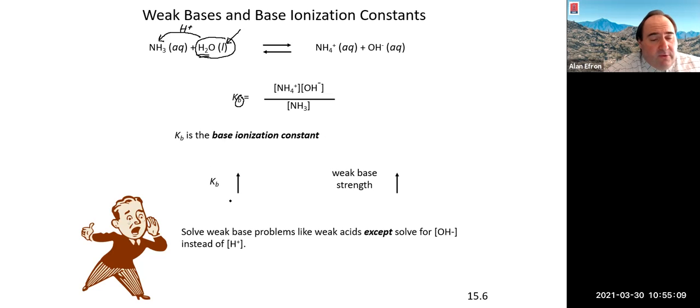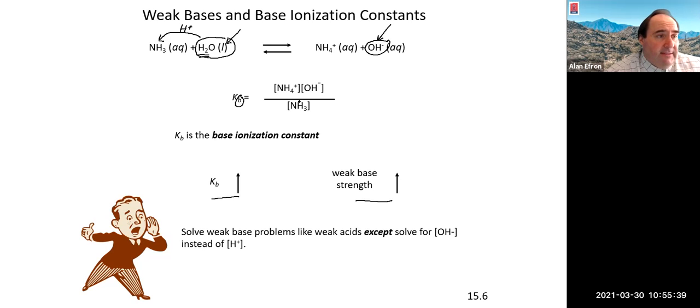It works the same way. The greater the Kb value, the greater the strength of that weak base, and again, it's for the same reason. If you have a large Kb value, that means you have mainly products. If you have mainly products, that means you have a lot of free OH minus floating around. That free OH minus means it's basic, and that's why we see it as a stronger weak base.